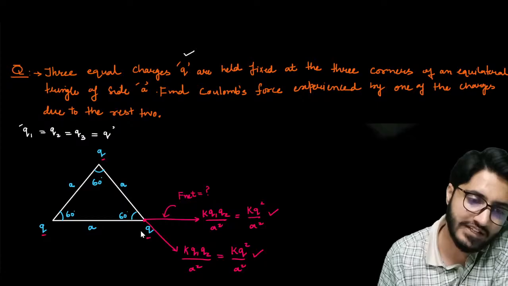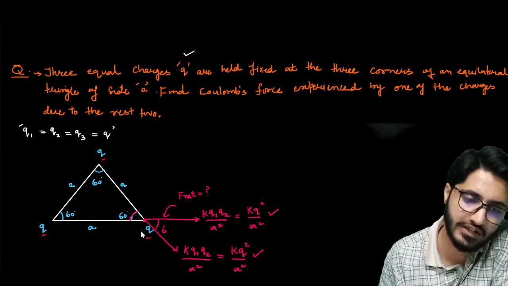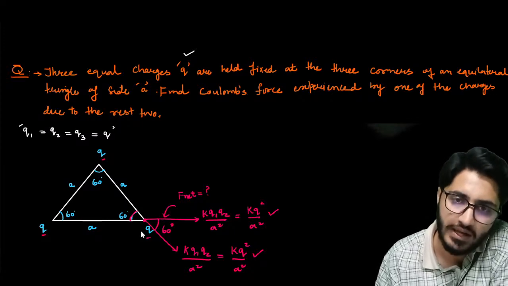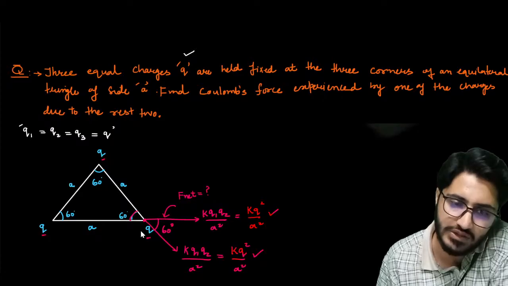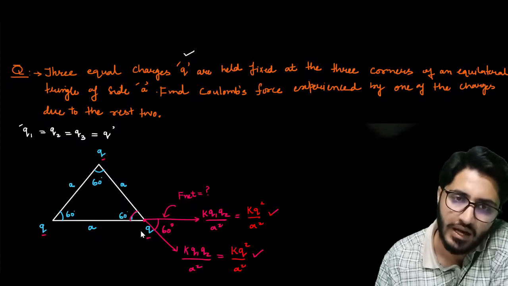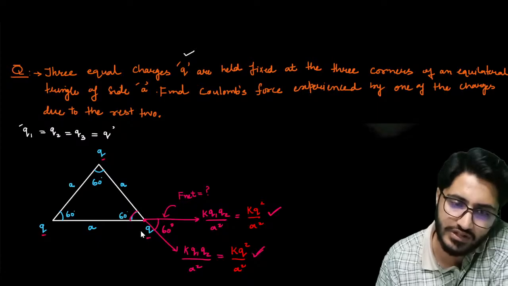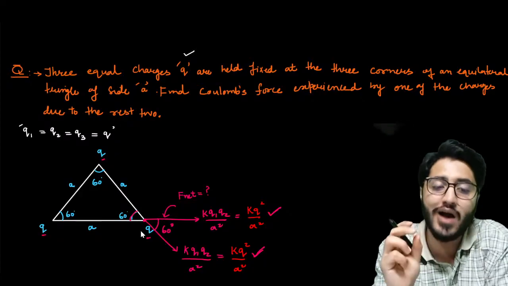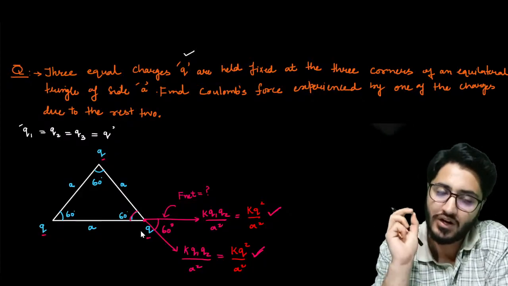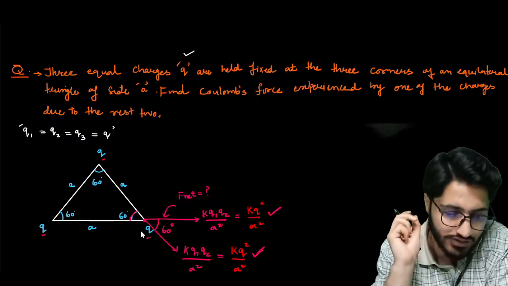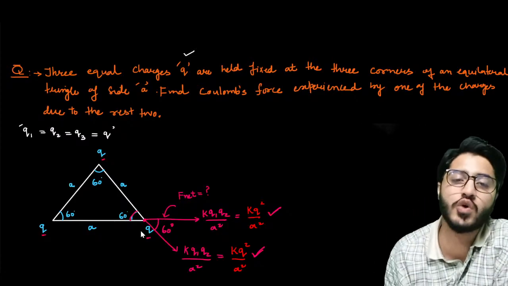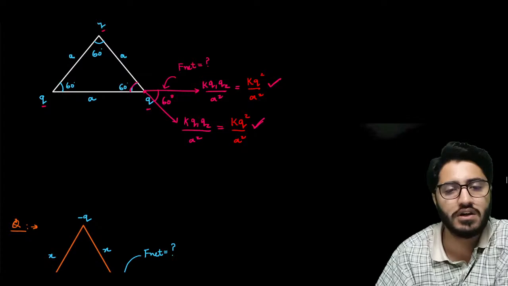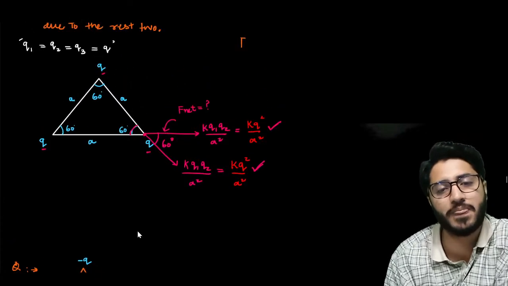If this is 60, then this would also be 60. Look, the magnitude of these forces is the same, this one and this one. If the magnitude of two forces is the same and we have to find their net force, we know one formula, which I can use here.